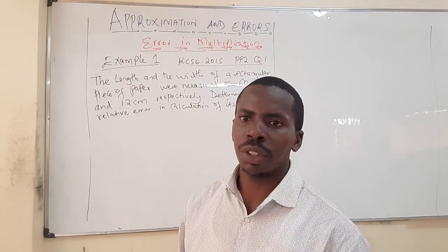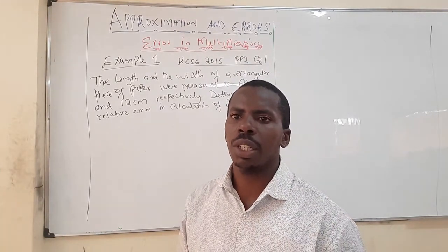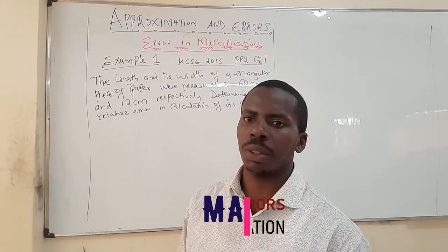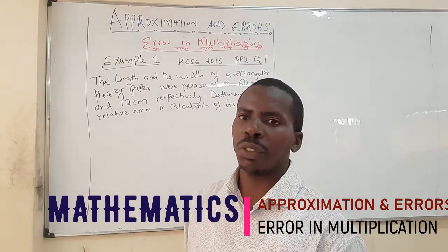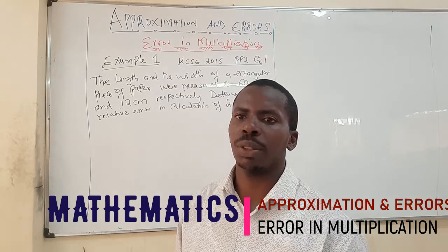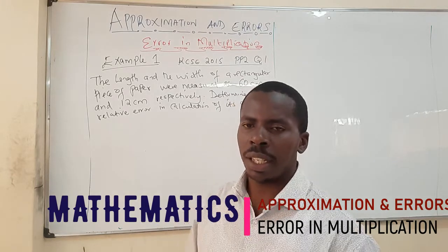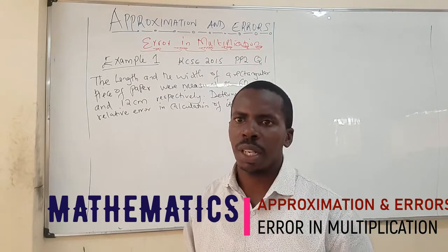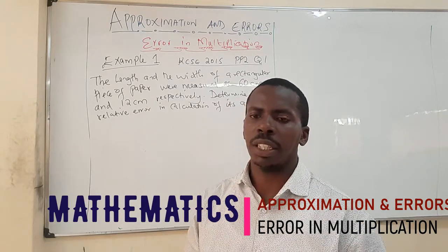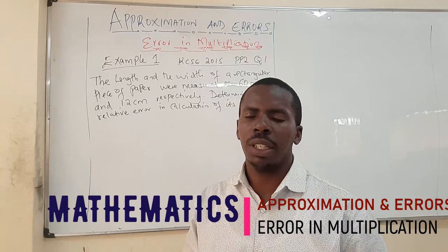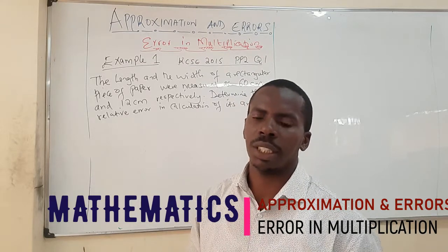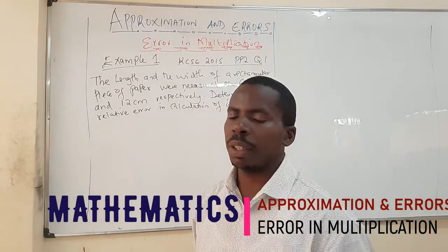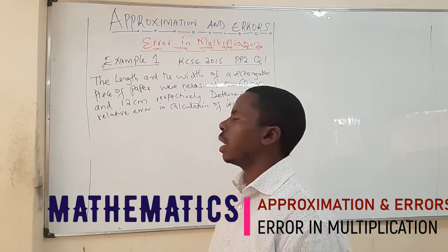We are going to continue the topic approximation and errors, and we are going to look at propagation of errors, and in this case, we are going to concentrate on error in multiplication. We are going to do three examples to see how it can be tested on this area. And we are going to start with example one.